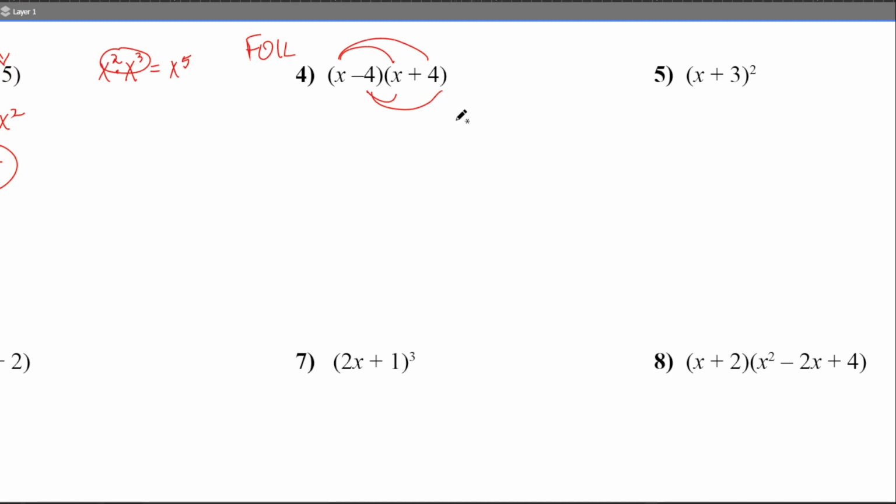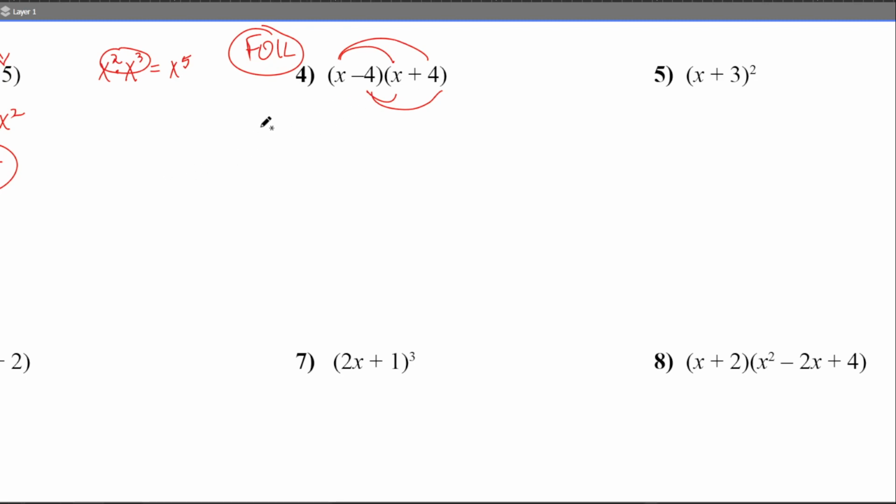Basically, it's just distributive property. You're just taking the x and multiplying it by everything in here. You're taking that minus 4 and multiplying it by everything in here. It's basically just a fancy way, an easy way to remember the distributive property. All right, so let's do it.